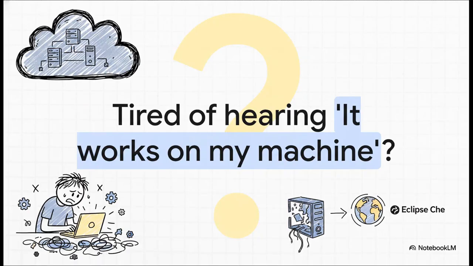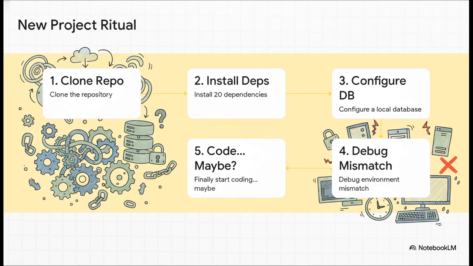Okay, if you've ever written a line of code, you know this feeling. You've heard it, you've probably said it a million times. Well, it works on my machine, right? It's that classic soul-crushing phrase that just means hours of debugging are ahead. And honestly, it's a sign of a way bigger issue. And that issue almost always kicks off with what I call the new project ritual.